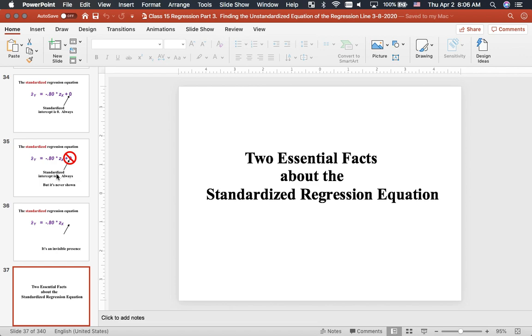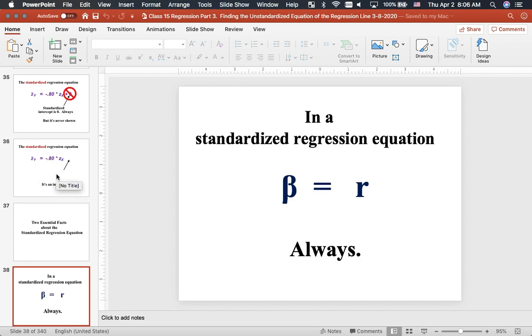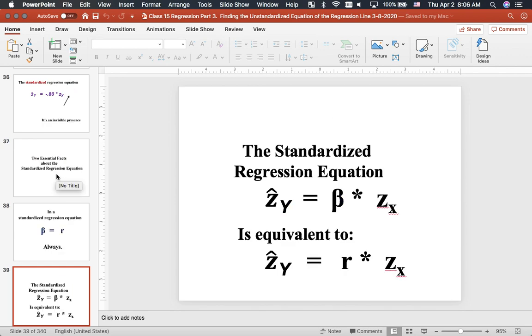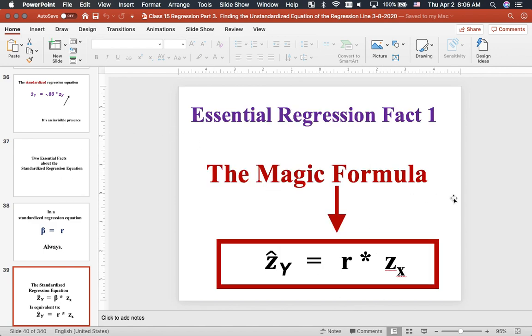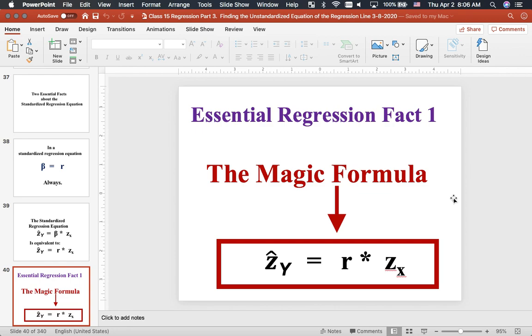Okay, so two essential facts about the standardized regression equation. It's really nice that in the standardized regression equation, our beta is r. So our slope is always r, always. So if you look right here, we can just substitute our correlation coefficient, R, right into beta. So that's what we call, in this class, the magic formula. So z hat of y equals R times z of x.